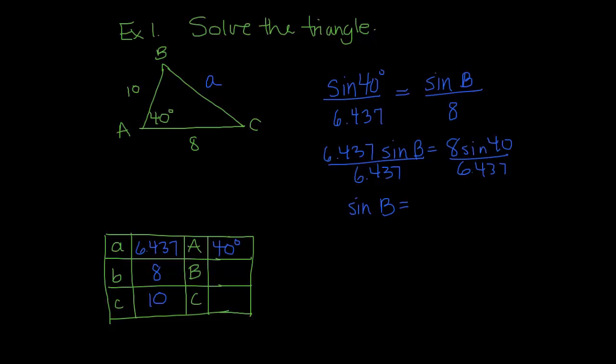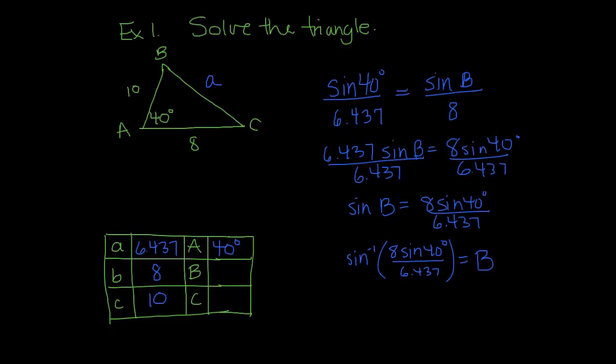So I get sine B equals 8 sine 40 degrees over the 6.437. And to find B, I'm going to have to take the inverse of that. I should say the sine inverse of that. Now I can say that that's actually what B is. So let's type that in the calculator.